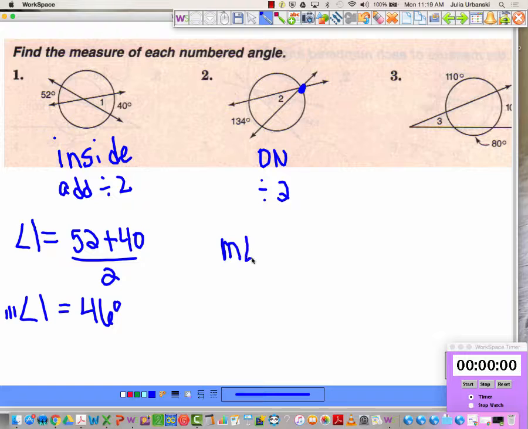So measure of angle 2 equals 67. Yeah, the 134 arc divided by 2. 67, you say? Yeah. Let's do it.